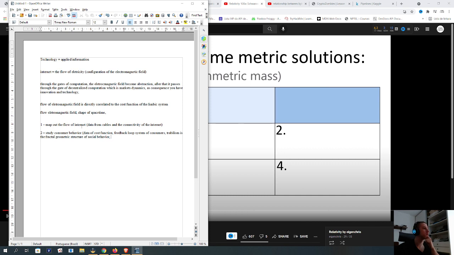So map out the flow of the internet, then study consumer behavior, feedback loop system of consumer tribalism. I don't know how to write this. Tribalism, which is the cost function.